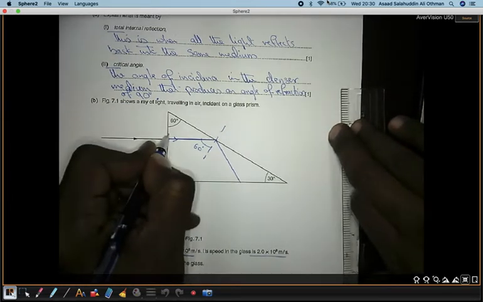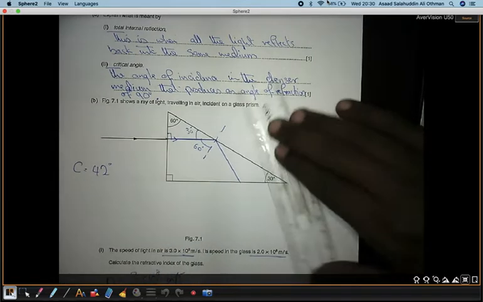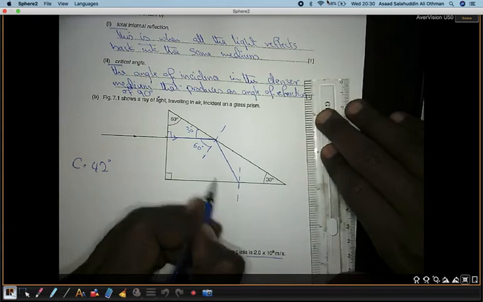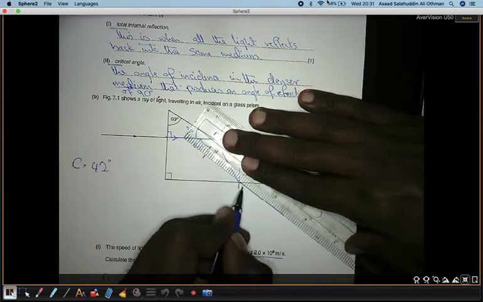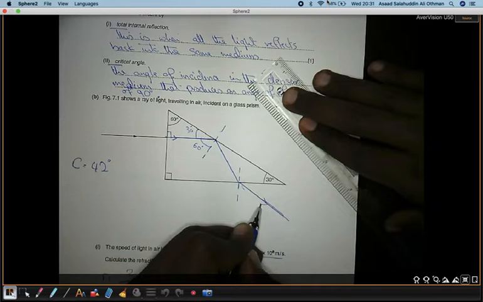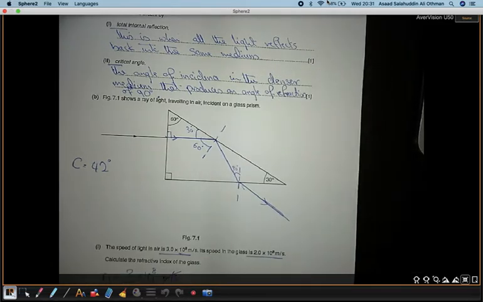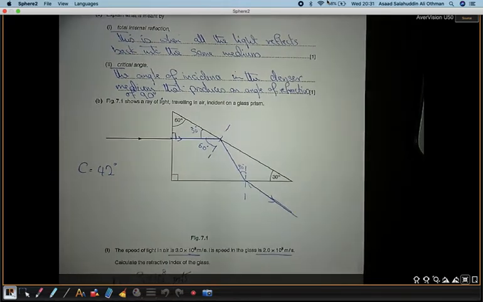How did I get 60? That's a 90, that's a 30, but we don't need to calculate all that. And after it reaches here, because it's going from a denser to a less dense medium, it refracts away from the normal. This time it refracts away from the normal because this angle is 30 degrees, which is less than the critical angle. So it's all about critical angle and total internal reflection. Hope that you understood this part.